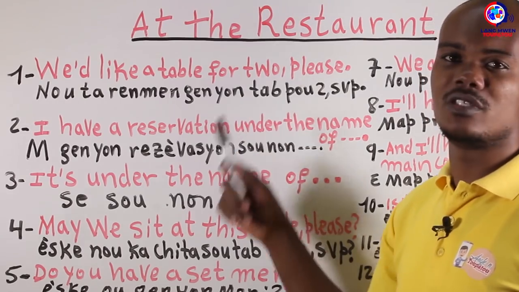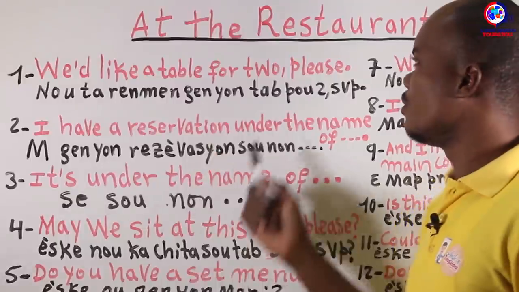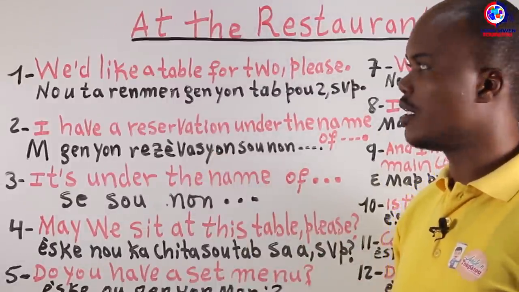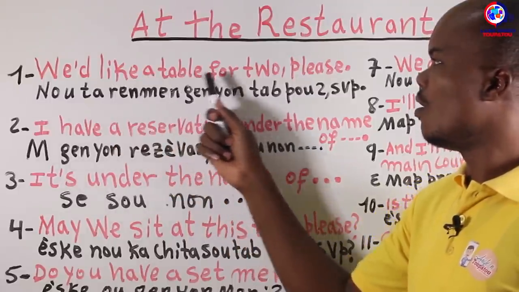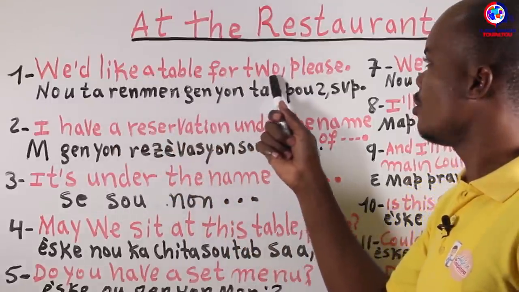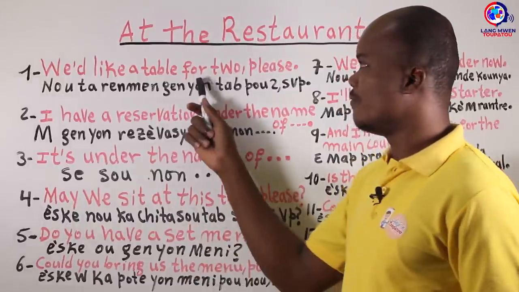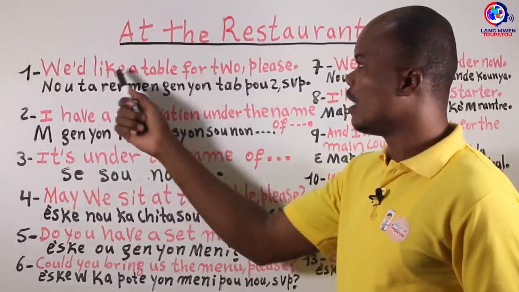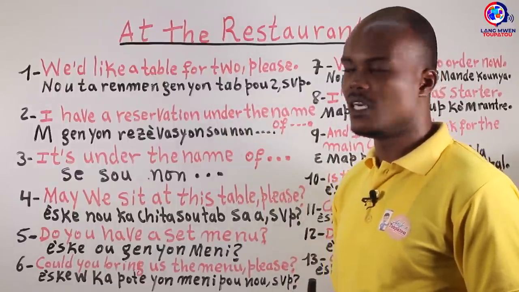Two. We'd like a table for two, please. We'd like a table for two, please. When native English speakers talk fast, it seems like they say fer instead of for. Okay, we'd like a table for two, please.